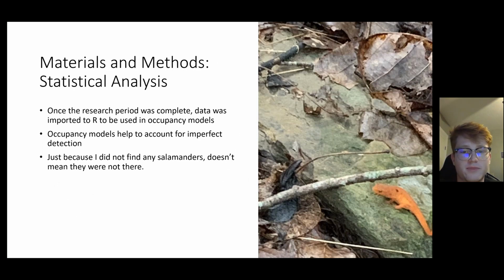Once the research period was complete, data was imported to R to be used in occupancy models, which, if you don't know what that is, turns out salamanders are quite difficult to find. So occupancy modeling ultimately helps us correct for imperfect detection, because just because I was out in the field and didn't find any salamanders at a specific site doesn't mean they aren't there.